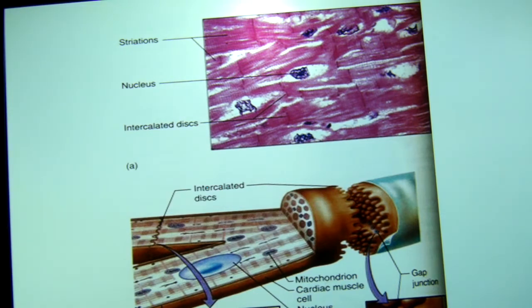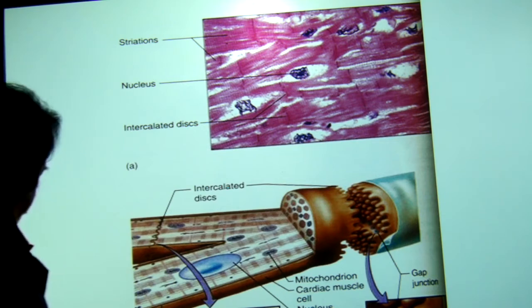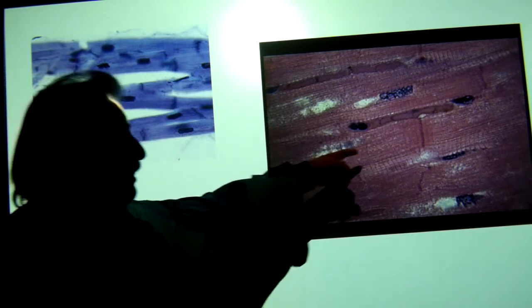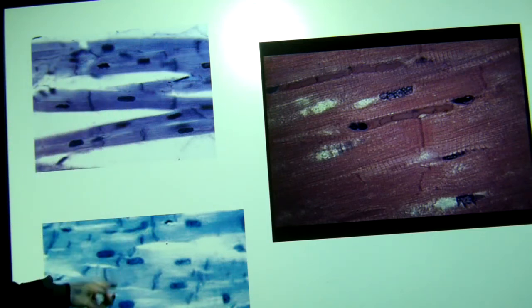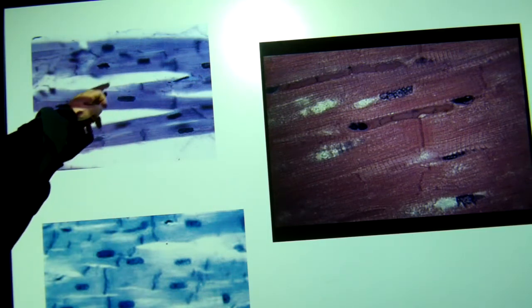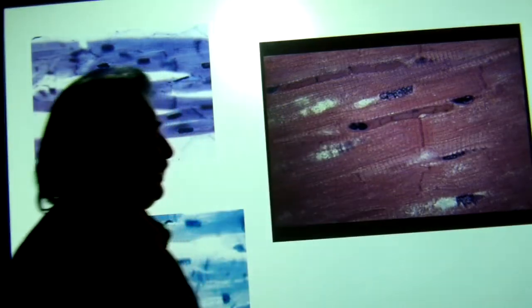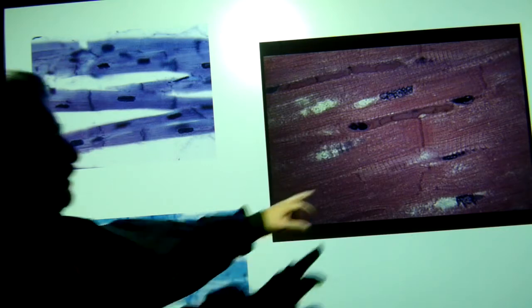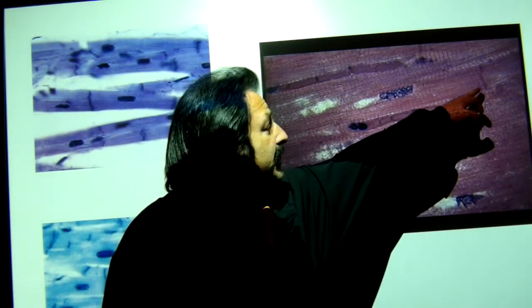Again, just showing a bunch of intercalated discs, the striations, the nucleus. So when it comes to cardiac muscle, no matter what kind of stain you use, blue stain, purple, eosin, red, the intercalated discs definitely give that away right there. The fact that these are not perfectly parallel is harder to see there.